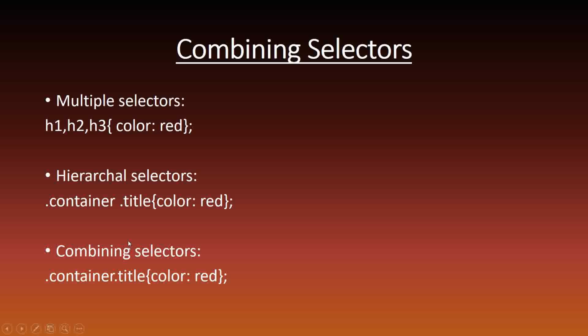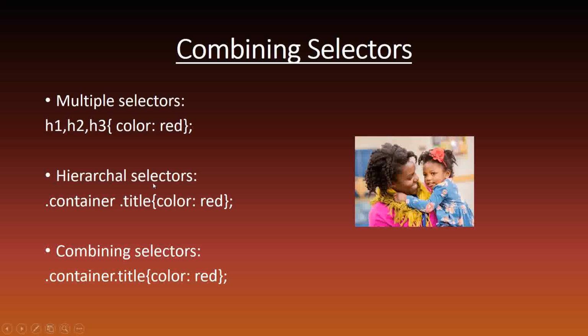Now what is going to be their reading order? So just consider hierarchical selector as a parent and child, and you will read from the right side. As you can see on the right side, the child is in the hands of her mother. So similar is the case here, the title is the child in the hands of container. So you will read it as title that is inside container should have a color red. While for combining selector, there is no space and you won't read it from right, rather you will read it from left, that the class container having a class title should have a color red.